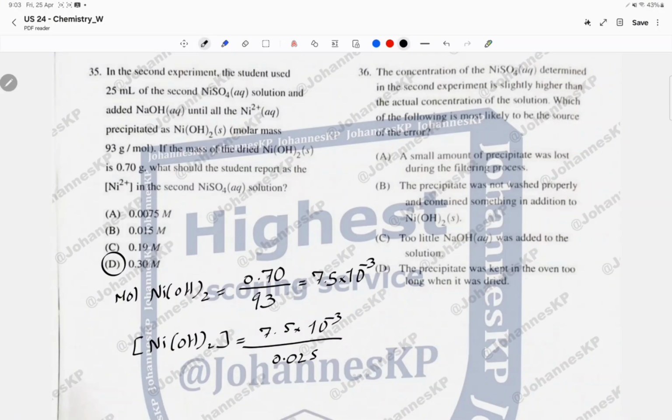Question 36, the concentration of the NiSO4 is more than the actual concentration. That's because there's probably fingerprints. The person did not wear any gloves. Let's see. Yeah, probably there's something also, a contaminant, which the best answer is choice B. A contaminant makes it look like there is more of something than it already is.